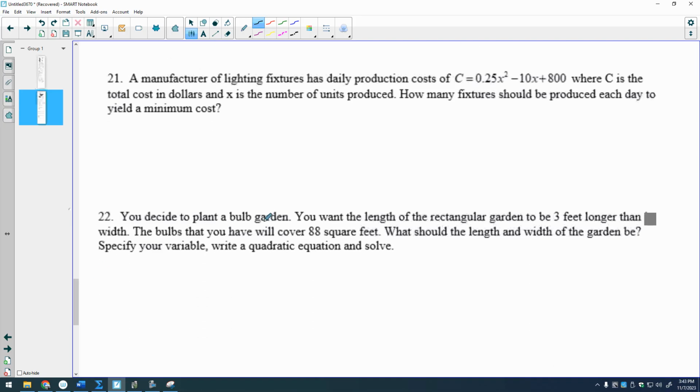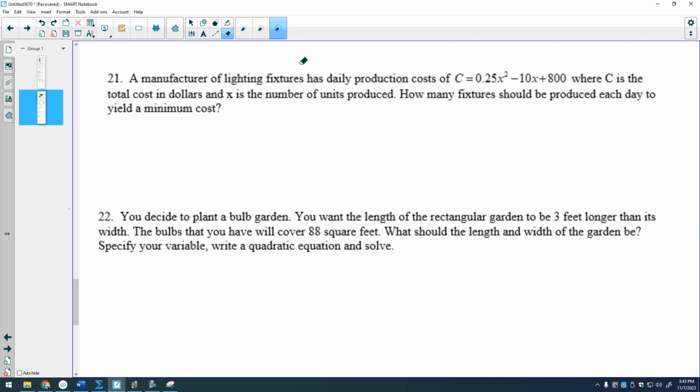Question 21. We have an equation that describes the cost of a function based upon x, the number of units produced. So the question is, how many fixtures should be produced to minimize the cost? Remember, my vertex is where my minimum occurs. So this question is essentially asking, what is my vertex?